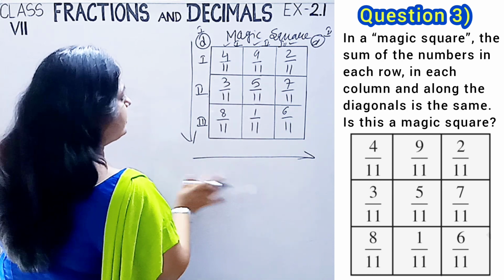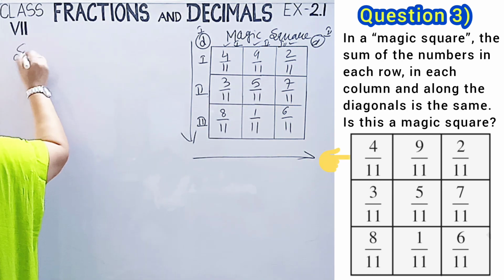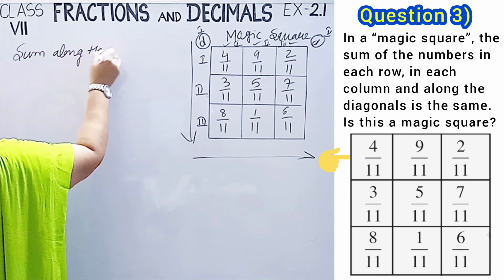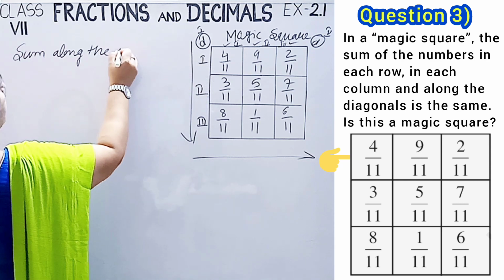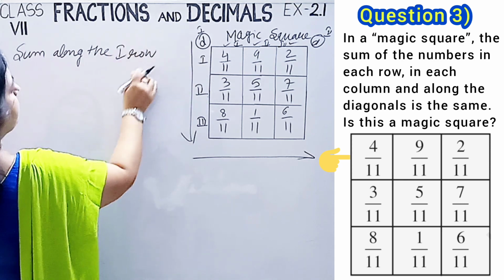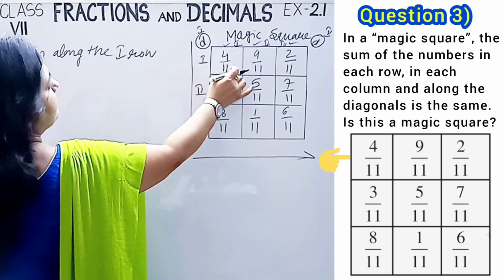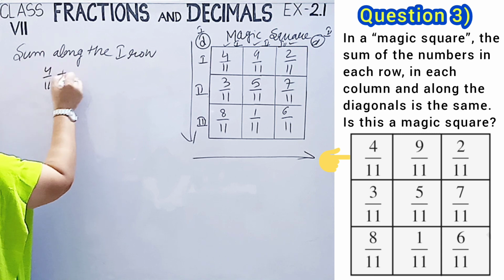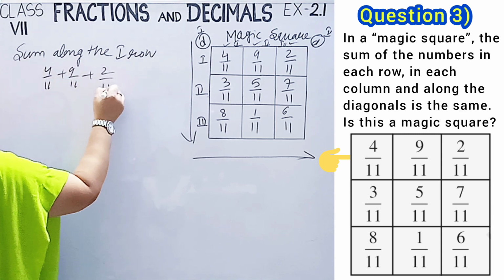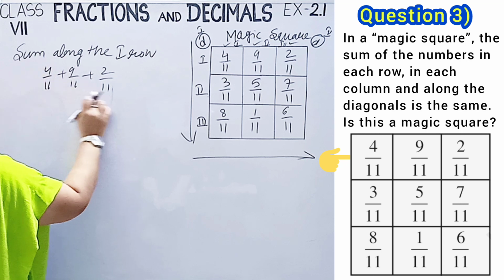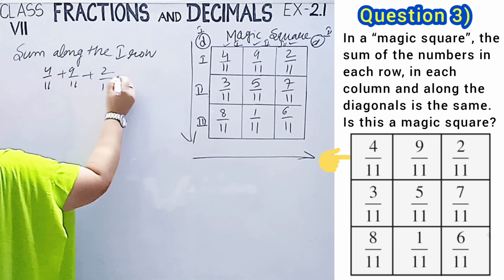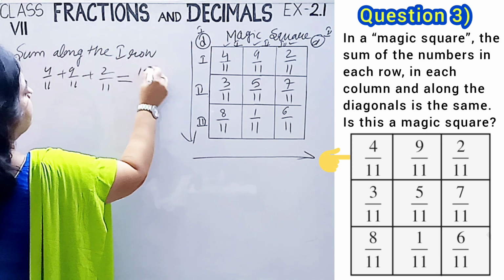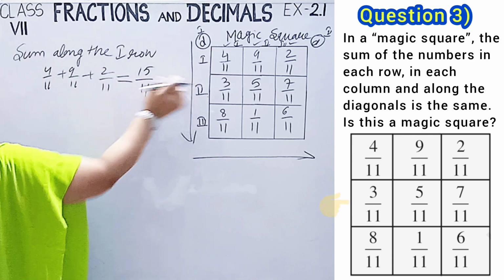So how will we find? Let's see the steps. Sum along the first row. First row is 4 by 11, 9 by 11, 2 by 11. So 4 by 11 plus 9 by 11 plus 2 by 11. Here the denominators are equal, so no need to take LCM. We only have to add 4, 9, 13 and 2, 15. 15 by 11.